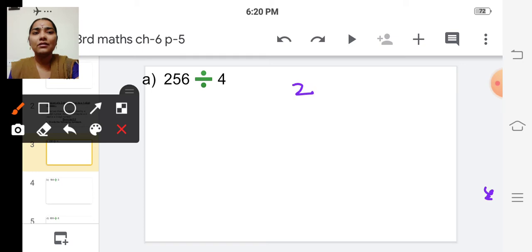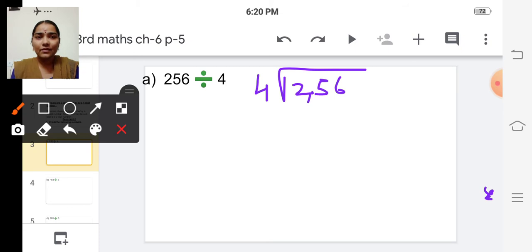So 256 divided by 4. If we take the first digit of the dividend, that is the hundreds place, it is 2, isn't it? But 2 is less than the divisor 4. So we cannot divide. So we can consider the first two digits of the dividend, 25. So 25 is greater than the divisor 4. So we can divide. Okay.